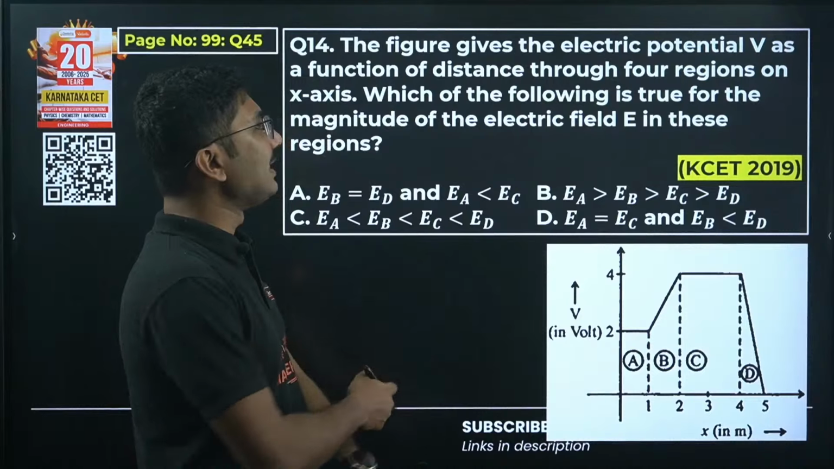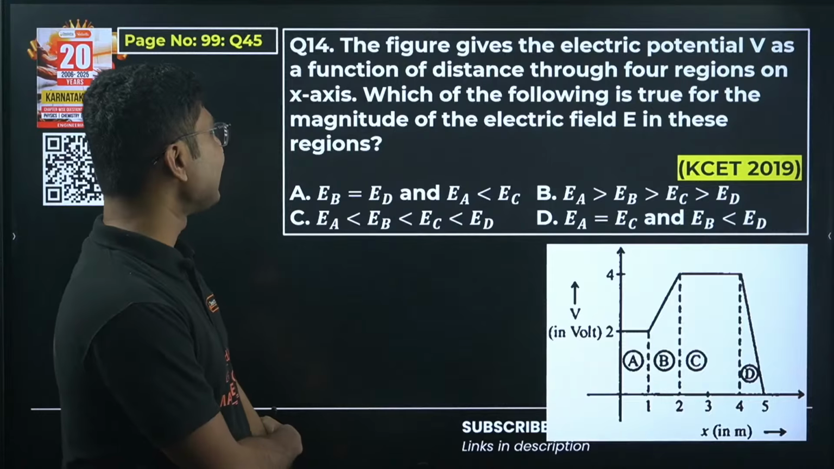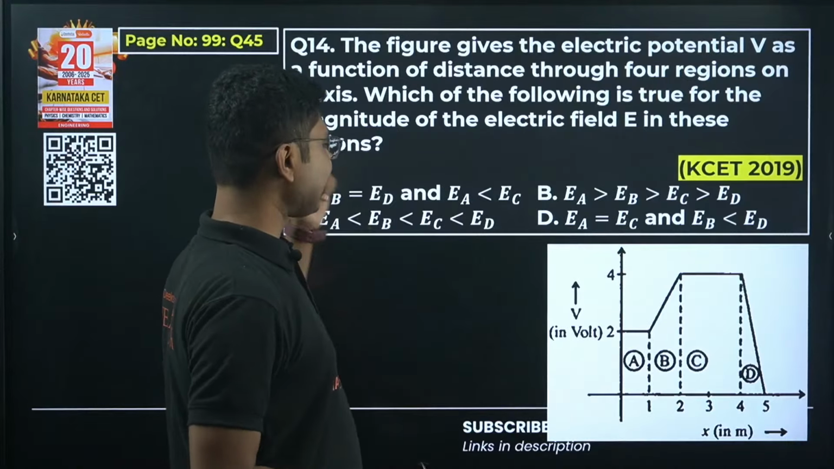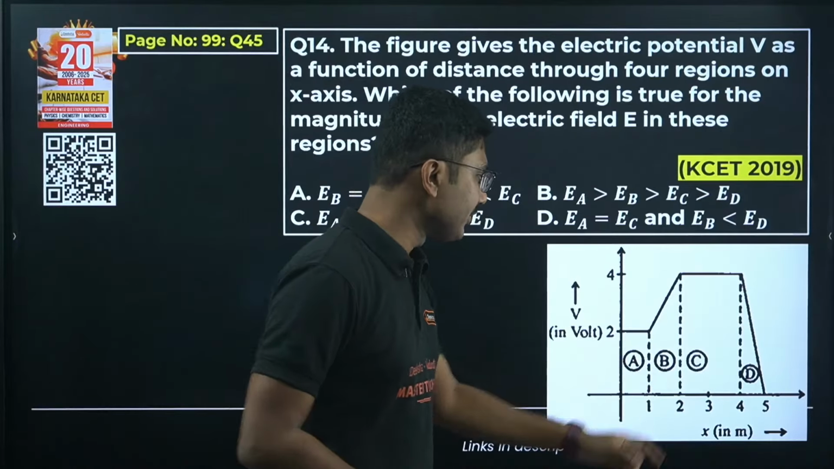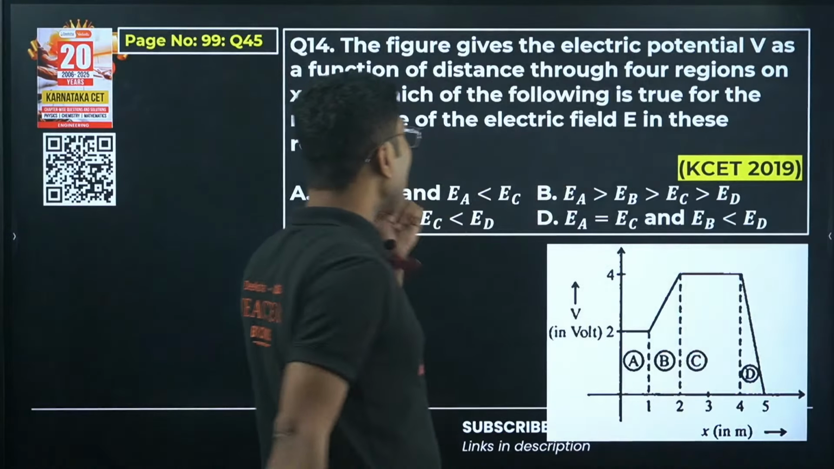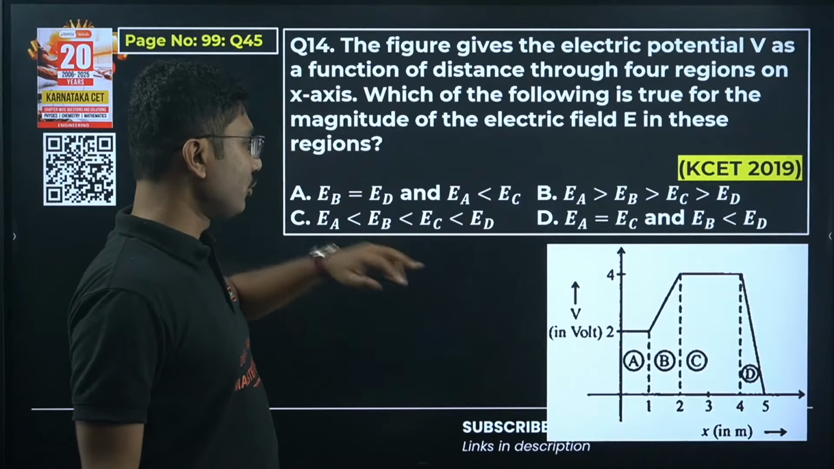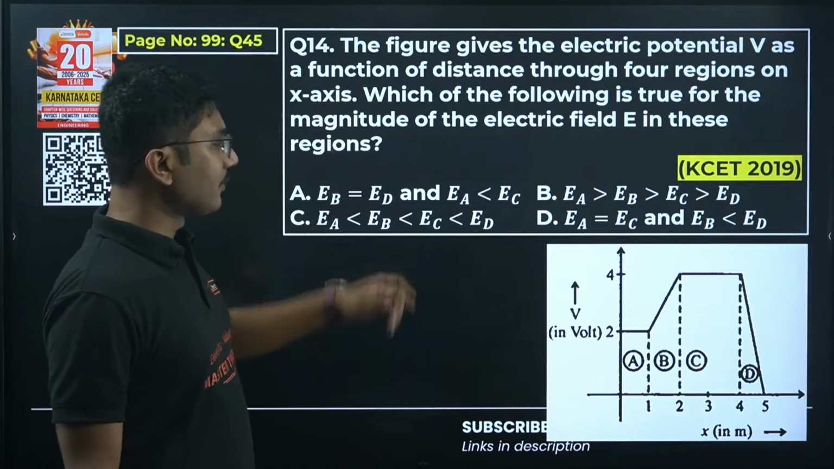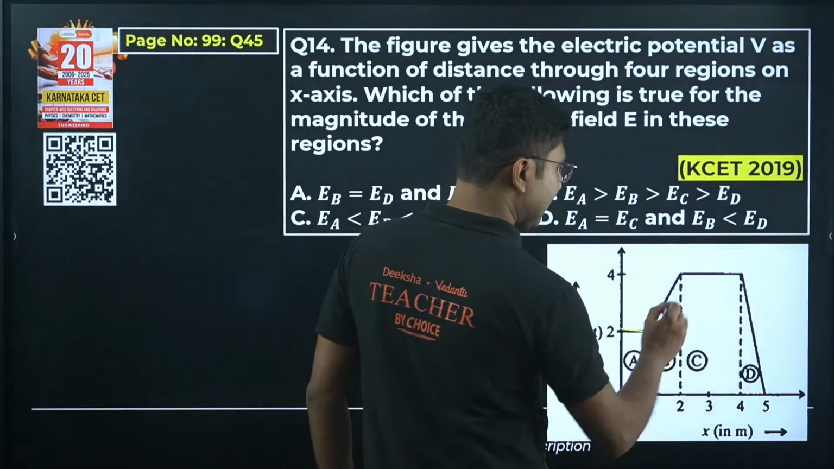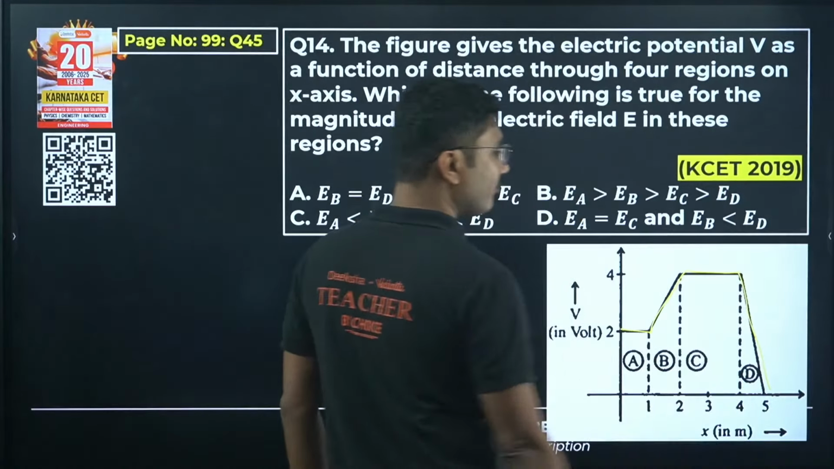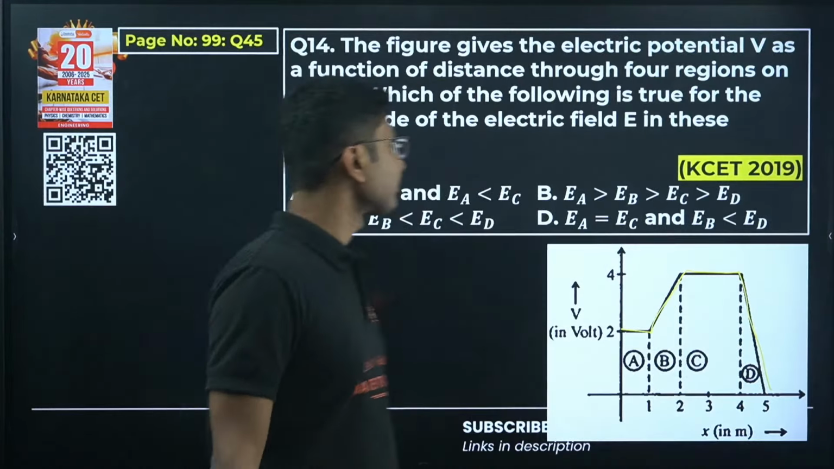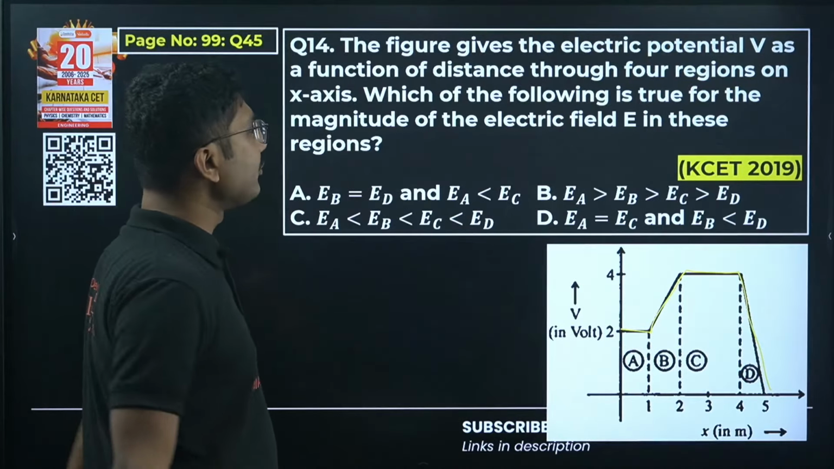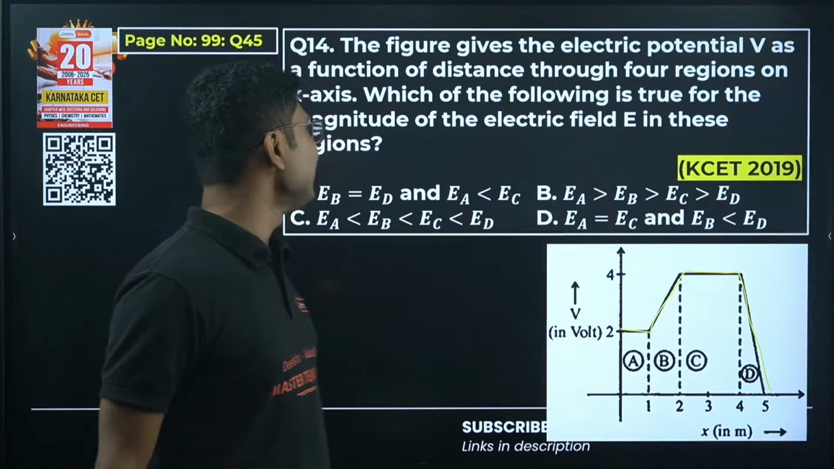The figure gives the electric potential V as a function of distance through 4 regions on the x-axis, along the 4 regions A, B, C, D. So 4 regions are shown, and the voltage is given in this diagram. This means the voltage is changing like this. This is the value of the voltage changing and this is the distance. Which of the following is true for the magnitude of electric field E in these regions?